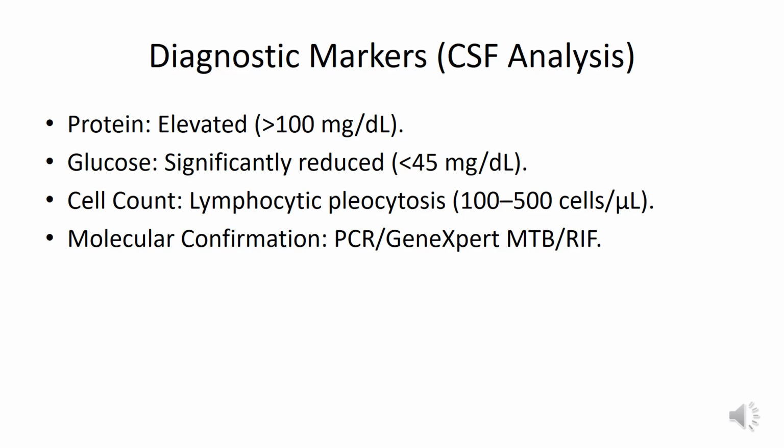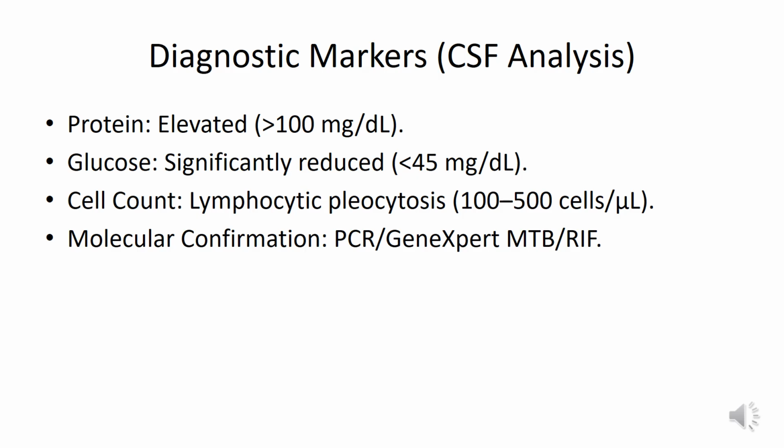Another important finding is a significantly reduced glucose level. CSF glucose often falls below 45 mg per deciliter. This happens because both the tuberculosis bacteria and the body's immune cells consume glucose as they fight and multiply within the central nervous system. Doctors also look closely at the CSF cell count.